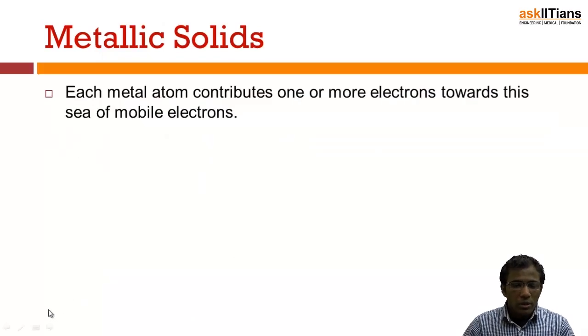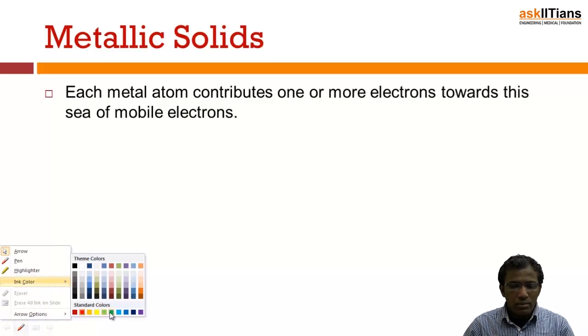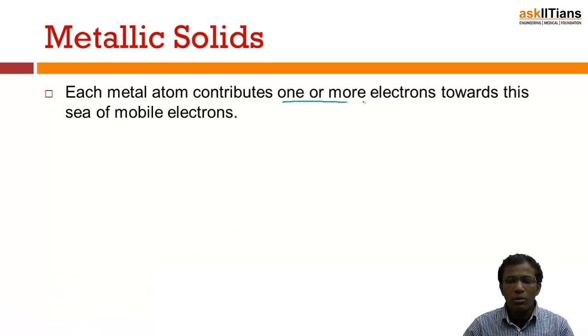As I said before, each metal atom contributes one or more electrons towards the sea of mobile electrons. If I take the example of alkali metals like sodium and potassium, they have only one valence electron and contribute only one electron. But magnesium and calcium, which have two valence electrons, are capable of contributing two electrons. In the next group, aluminium is capable of donating three electrons, that is, losing three electrons. So what you need to understand is that these mobile electrons are given out by each metal atom, which contributes one, two, or three, and so on.